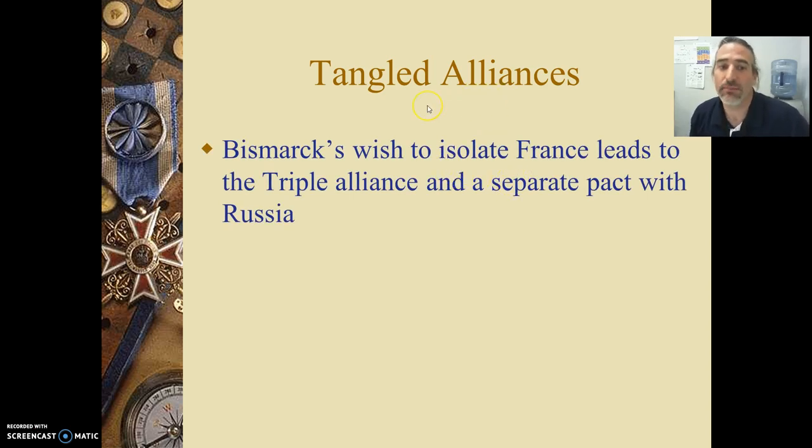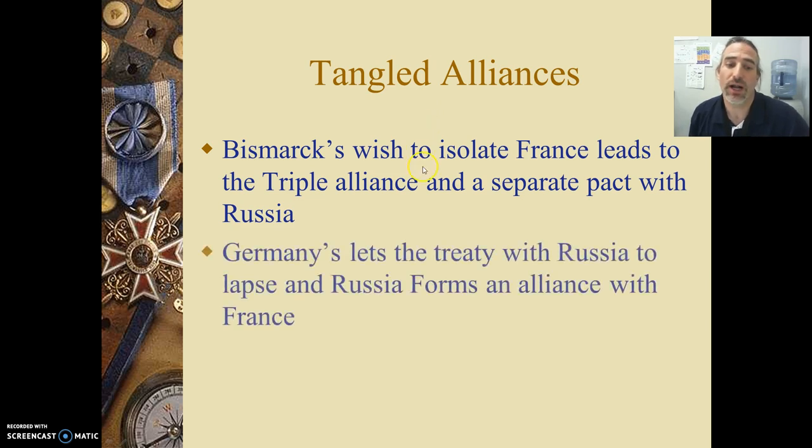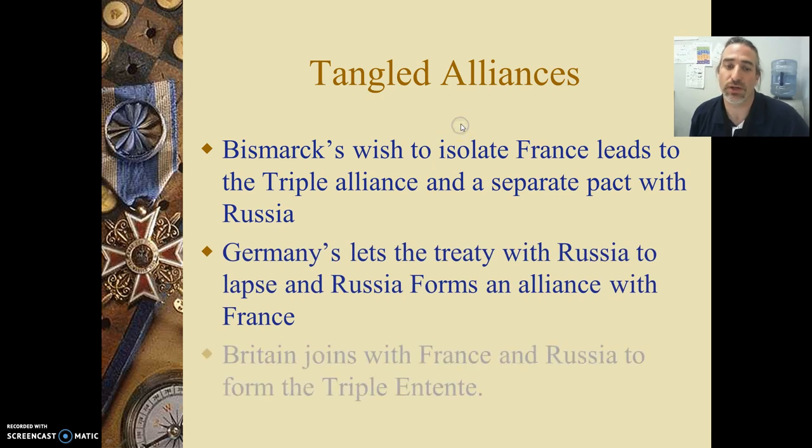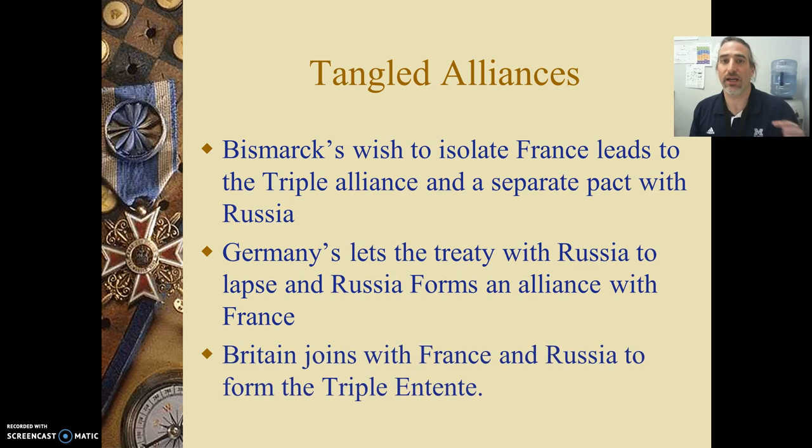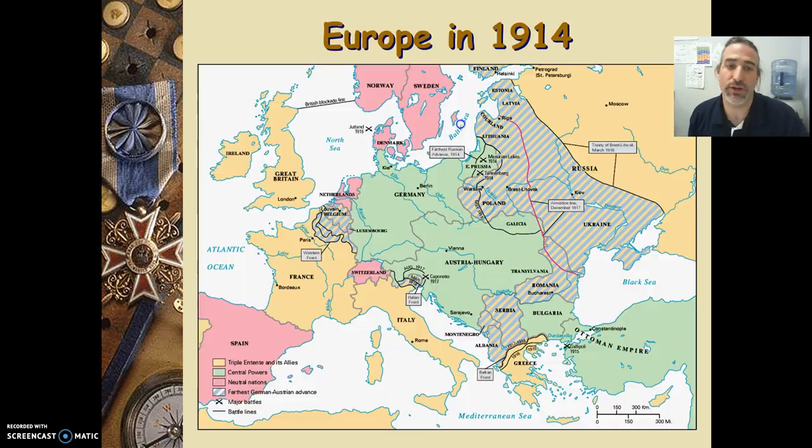Tangled alliances. Bismarck's goal is to isolate France, and that's why this alliance system really starts. So they have an alliance with Italy and Austria-Hungary, and they have a separate pact with Russia. The problem is their pact with Russia falls apart, and we're going to see that Russia is going to form an alliance with France. And so it causes these two different parties to now be in competition with each other, and eventually it leads to some major problems.